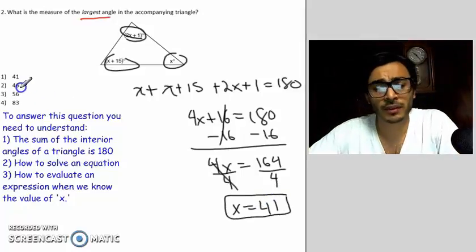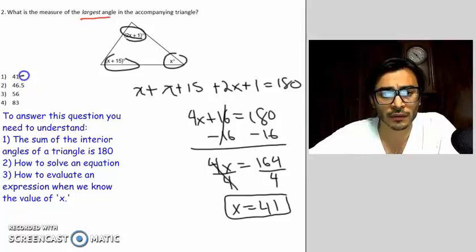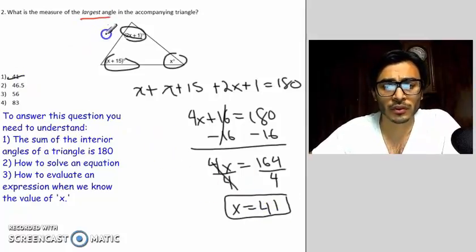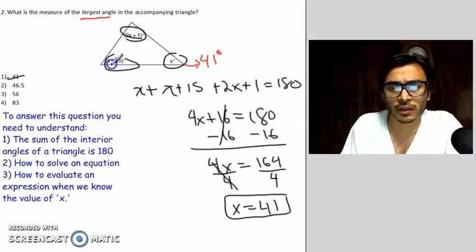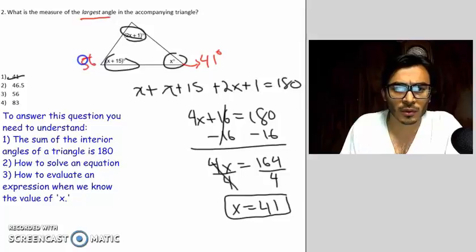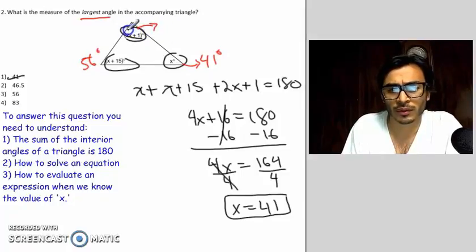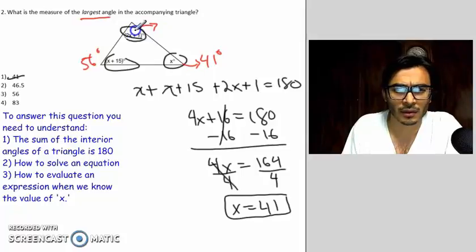Now, some students did think the answer was 41. It's not 41. The value of x is 41. They want the largest angle. So we know this angle here is 41 degrees, obviously. And then this angle here is going to be 41 plus 15. So that's going to be 56 degrees. And then this angle here is going to be 41 times 2. That's 82 plus 1. That's 83. So the answer is choice 4.